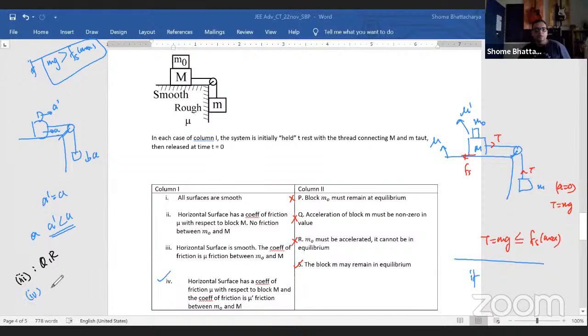The fourth option, it should be only S. Okay. Viraj, is it clear the fourth part? So the system may be in equilibrium, the system may be accelerated. It may be accelerated such that both these blocks move together, may be accelerated such that there's slipping between m naught and m, capital M. All the possibilities are there.